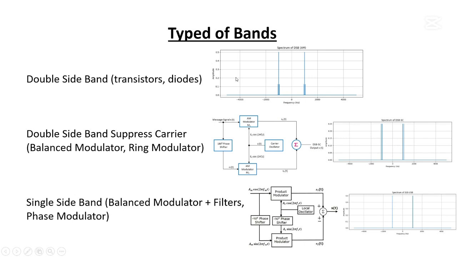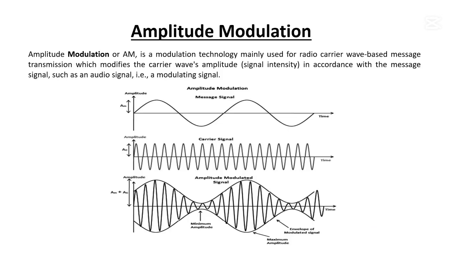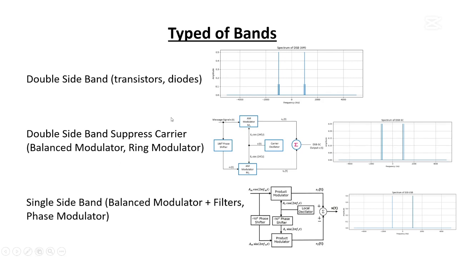We will have different types of bands. Here you can see that we have amplitude modulation, and I just said that we have to shift the low frequency signal into the higher frequency signal. So what are the types here? We can say that we have a double sideband, suppressed carrier, then we have a single sideband.